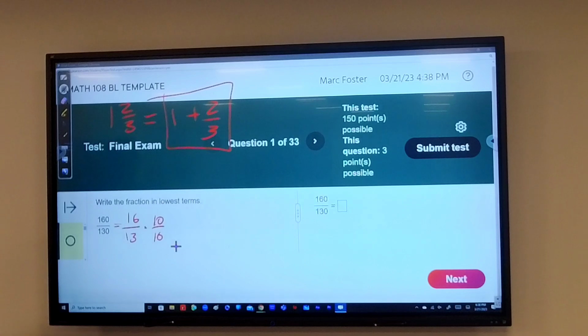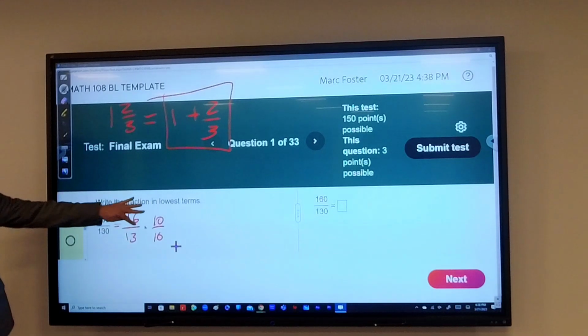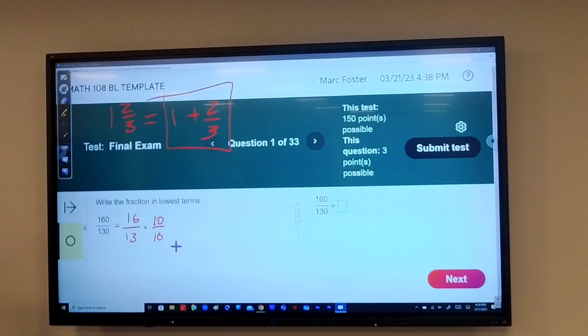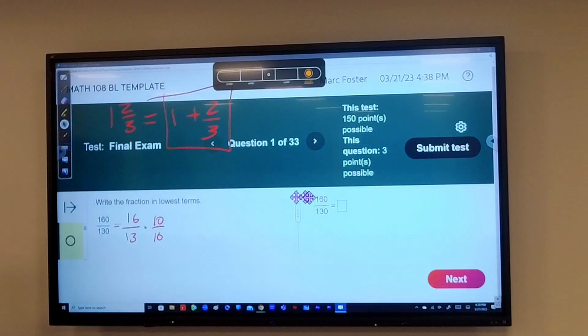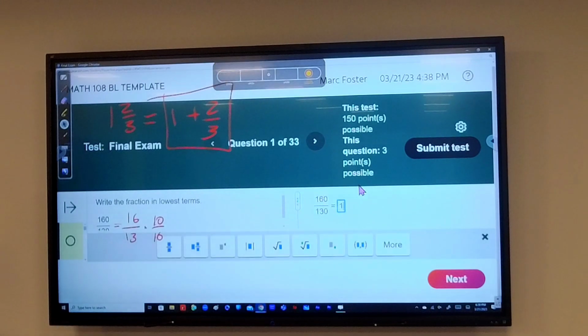And then do 16 over 13 reduce? No. Why not? They're prime. Well, 13 is prime. 16 does not have any factors of 13, so we are done. And the test consists of many problems of this difficulty level.